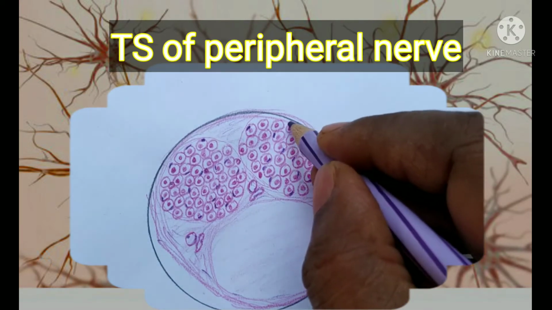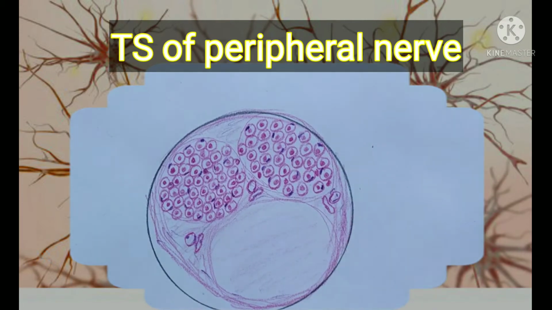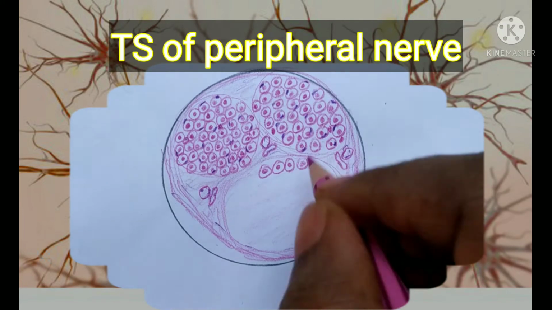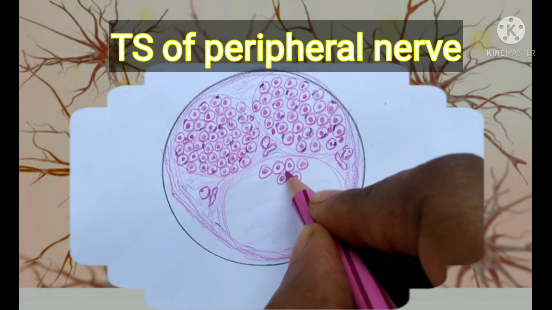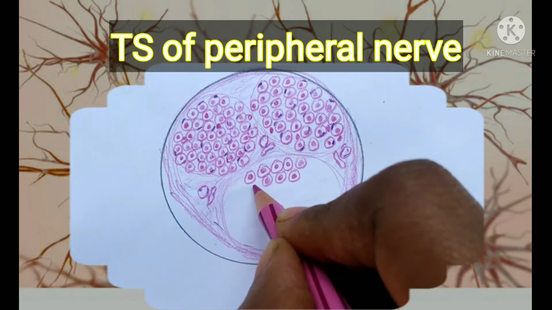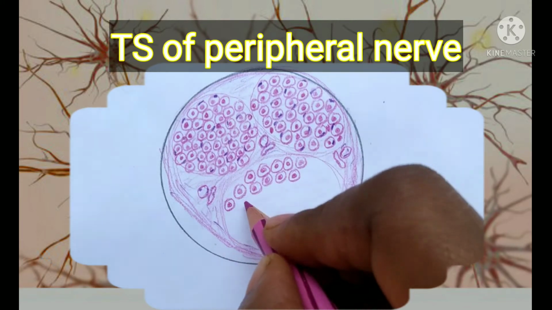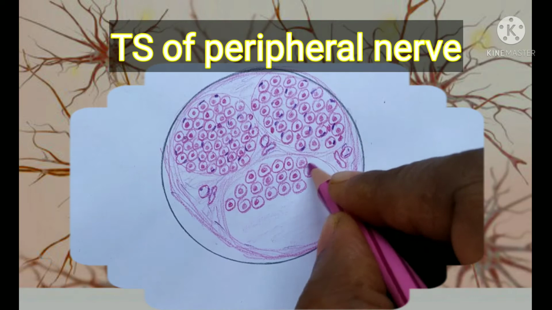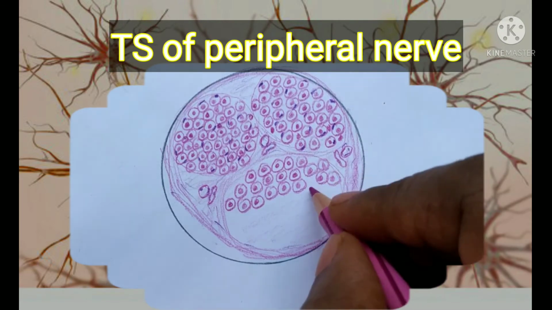Bigger blood vessels are seen only in the perineurium. Very small blood vessels can be seen near the endoneurium, or never seen also, because the endoneurium and the axon get nourishment by diffusion from the blood vessels present in the perineurium.